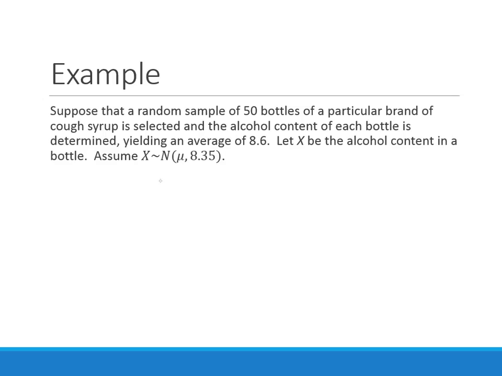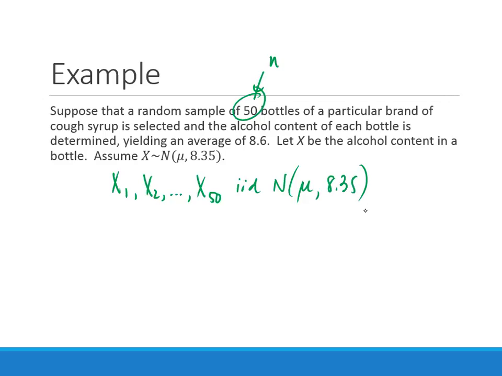So what do we have here? We have a random sample, x1, x2, all the way up to x50. I have 50 of these, n equals 50. And I'm saying that these are IID normal with mean mu and variance 8.35.